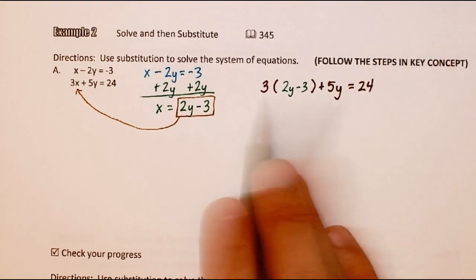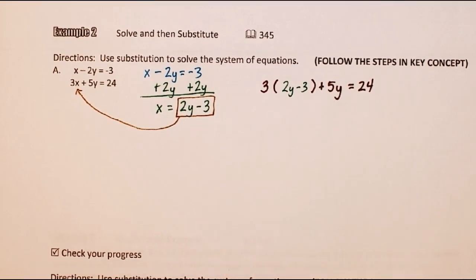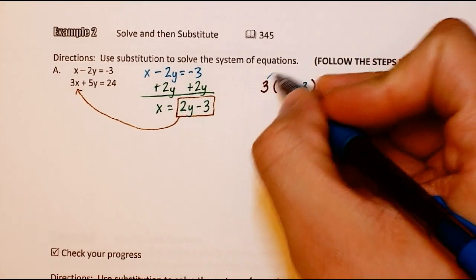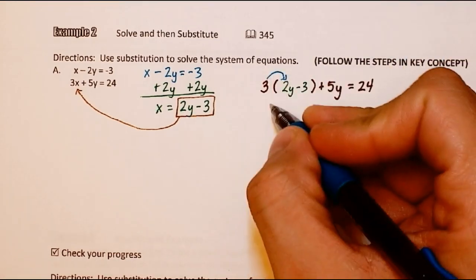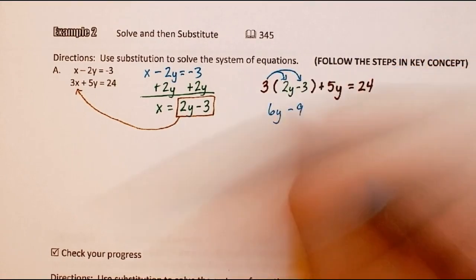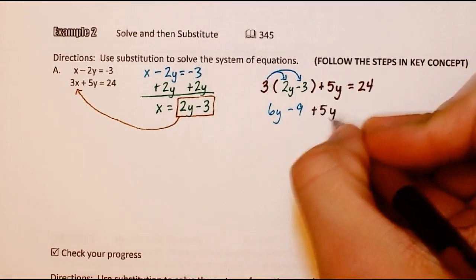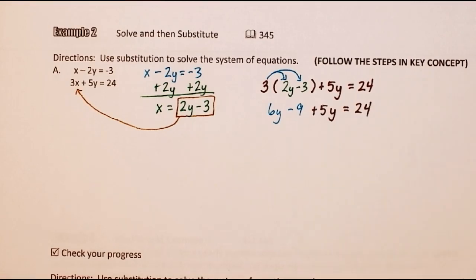So now I have one equation with one unknown. That unknown is y. So when I solve here for y, I'm going to get the answer and substitute it back into one of the two original equations and find the value of x. So simplifying, do not forget to distribute. So 3 times 2y is 6y. 3 times -3 is -9. And then I have still this plus 5y, all equal to 24.